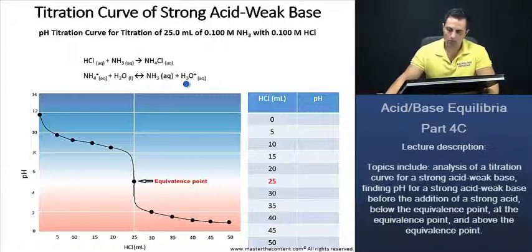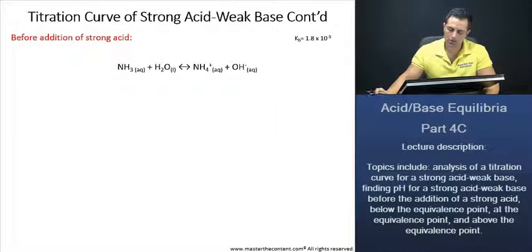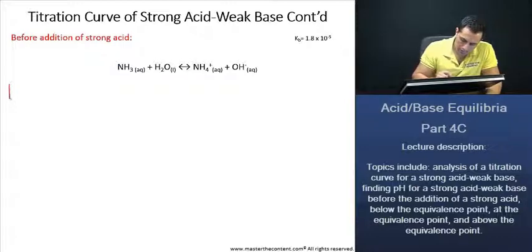Okay, great. So now we'll talk about the various ways we can calculate the pH at different points during the titration curve. Initially, we'll first calculate the pH of the ammonia that's in the Erlenmeyer flask prior to us adding any acid. And how can we do that? Well, before the addition of strong acid, we can do it like we were doing in the previous lecture. We'll start with our base dissociation constant.